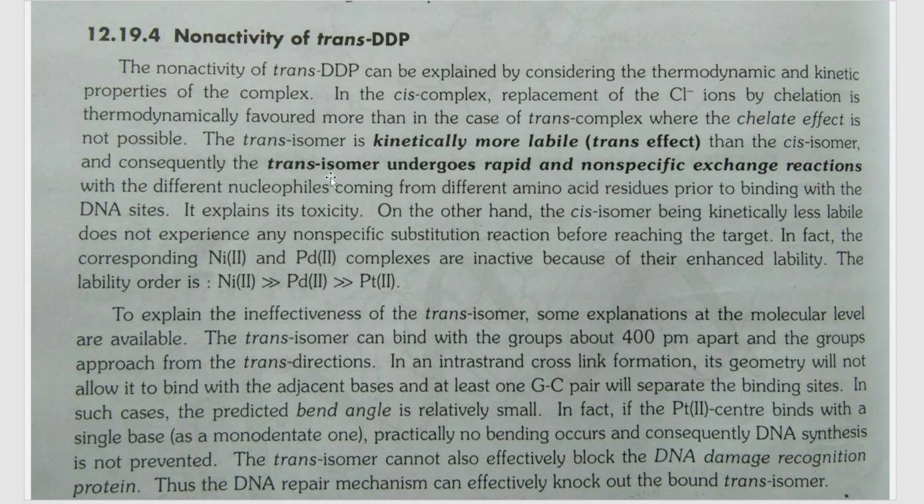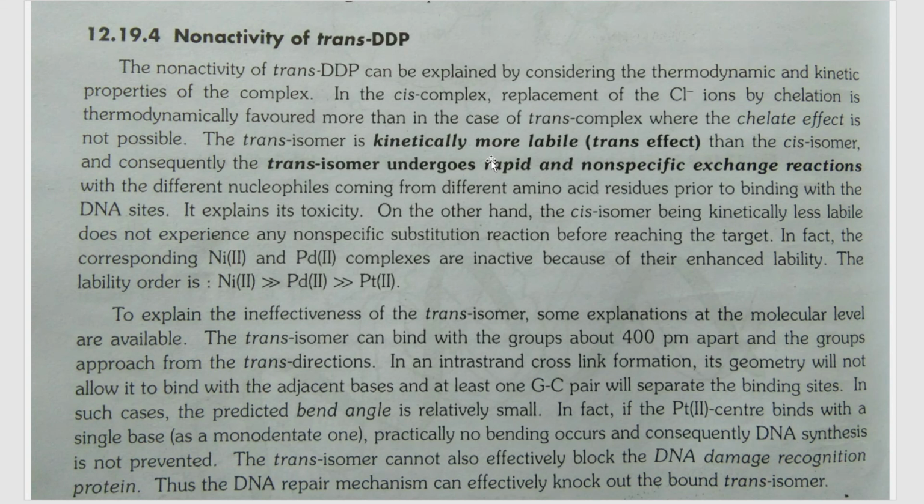Now, students, the trans isomer is kinetically more labile. That means that the Cl groups present in it can be quickly replaced, or quickly exchanged, by any nucleophile present in the body, such as nucleophiles coming from amino acid residues or any other residues. In our bloodstream there will be different amino acids, proteins, etc. The Cl minus group of the trans isomer can be replaced by any other amino group, because of which they are not going to their target site. Which is their target site? The target site is DNA. They should go there, and there the exchange of the Cl groups should take place, correct?